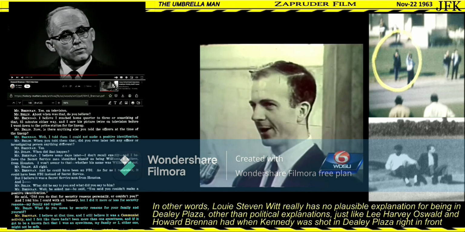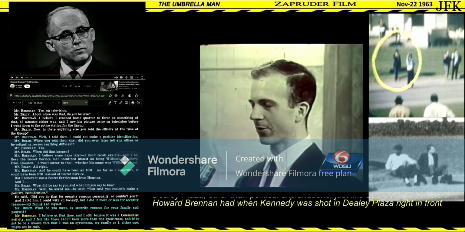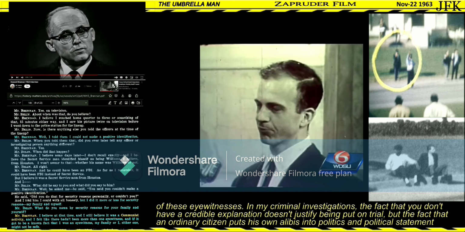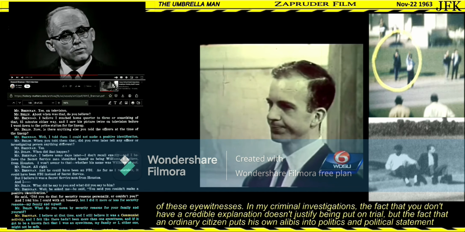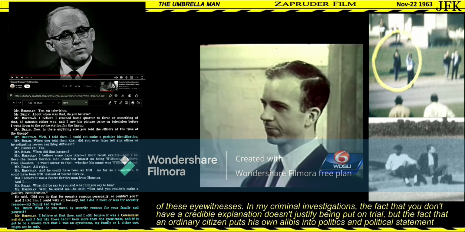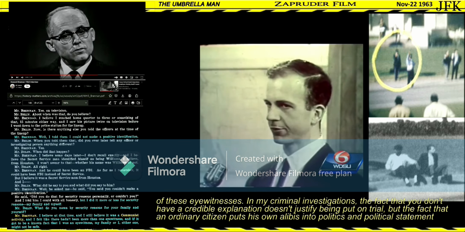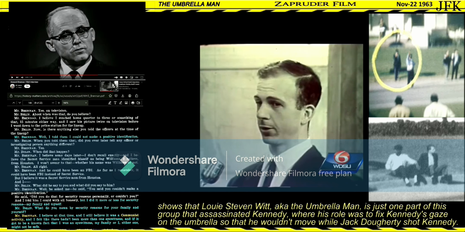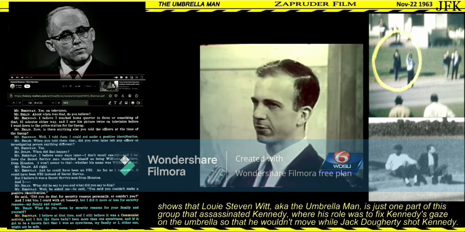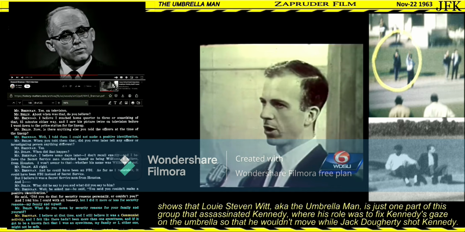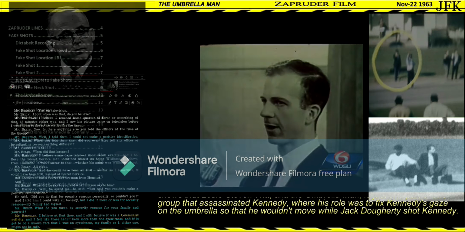just like Lee Harvey Oswald and Howard Brennan had when Kennedy was shot in Dealey Plaza right in front of these eyewitnesses. In my criminal investigations, the fact that you don't have a credible explanation doesn't justify being put on the list of suspects, but the fact that an ordinary citizen puts his own alibis into politics and political statements shows that Louis Stephen Witt, aka the Umbrella Man, is just one part of this group that assassinated Kennedy, where his role was to fix Kennedy's gaze on the umbrella so that he wouldn't move while Jack Dougherty shot Kennedy.